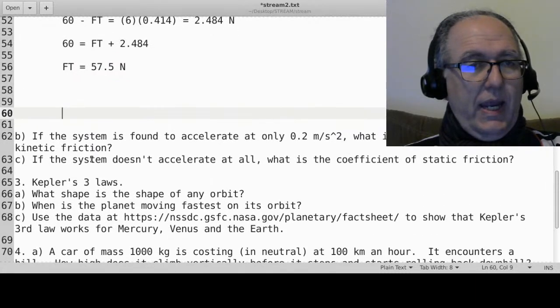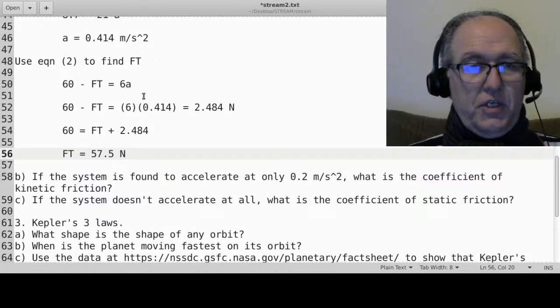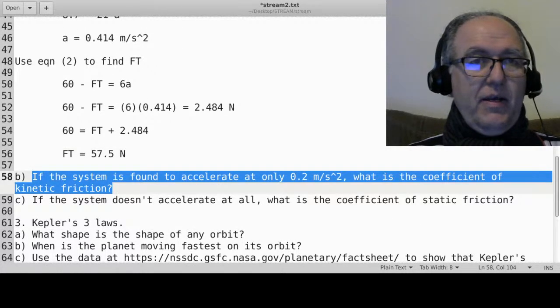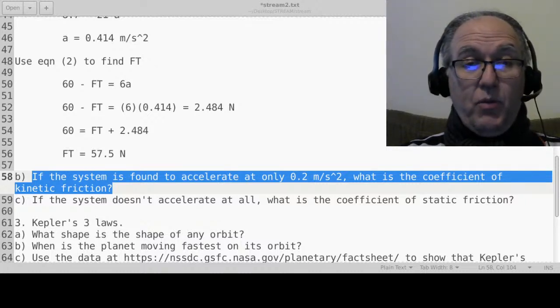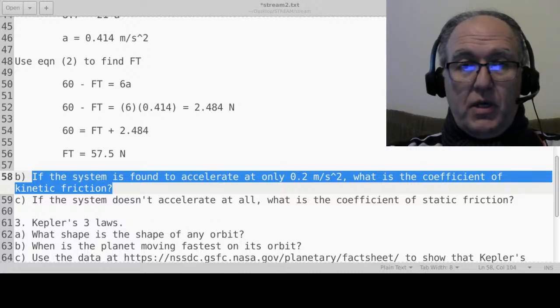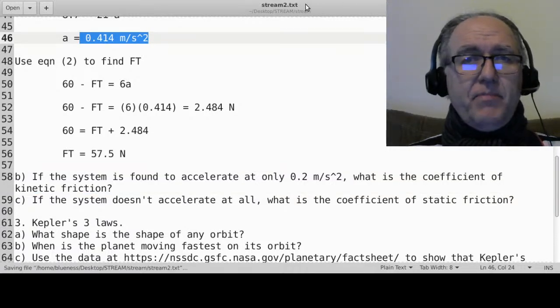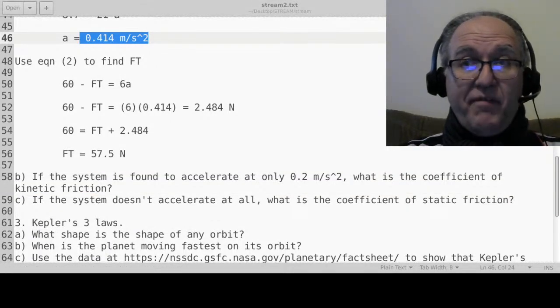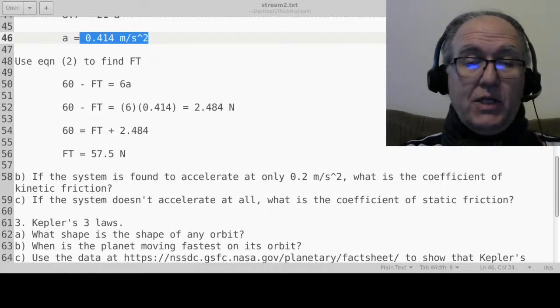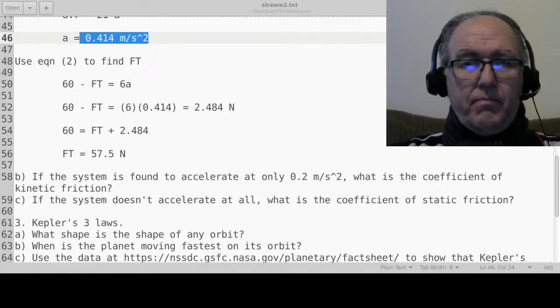Okay, and now I change the question on you. Okay, I change the question. I say if the system is found to accelerate with only 0.2 meters per second squared, what is the coefficient of kinetic friction? Okay, well, let's think about this. Does the question make sense? Do the numbers make sense? Well, without friction, we found that this thing was accelerating at 0.414 meters per second squared uphill. Now it's only accelerating at 0.2 meters per second squared uphill. Okay, so like that's less.